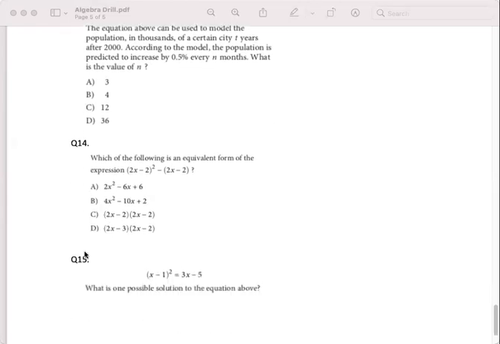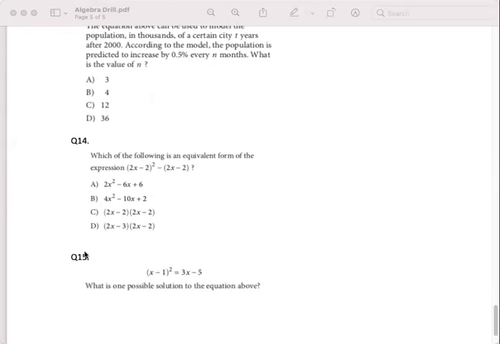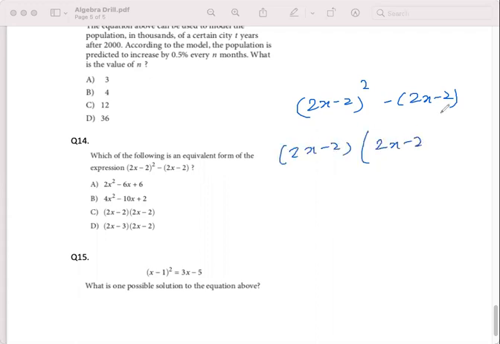Okay, question 14. Which of the following is an equivalent form of the expression 2x minus 2 the whole squared minus 2x minus 2? So 2x minus 2 is common to both. So I'll take 2x minus 2 common. So from here I get 2x minus 2 and from here I get minus 1. So 2x minus 2 times 2x minus 3, which is option D, right?